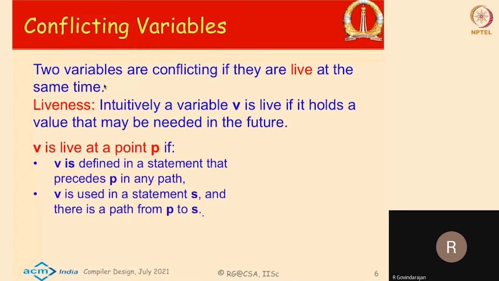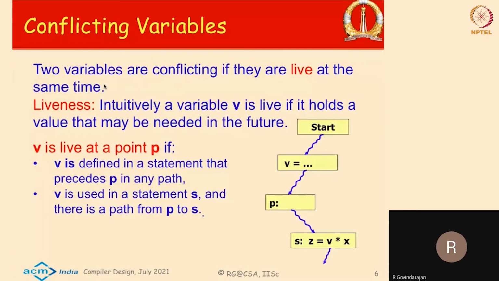Here is a formal definition of liveness. Again, you will come to this definition in a later discussion on data flow analysis, but let me give you a very quick intuitive idea of what this is all about. Now look at this variable v, which is going to be used at a program point s. And this variable, in this particular control flow path, was defined at this location in your program. So v was assigned a value at this point in your program, and was subsequently used at this point.